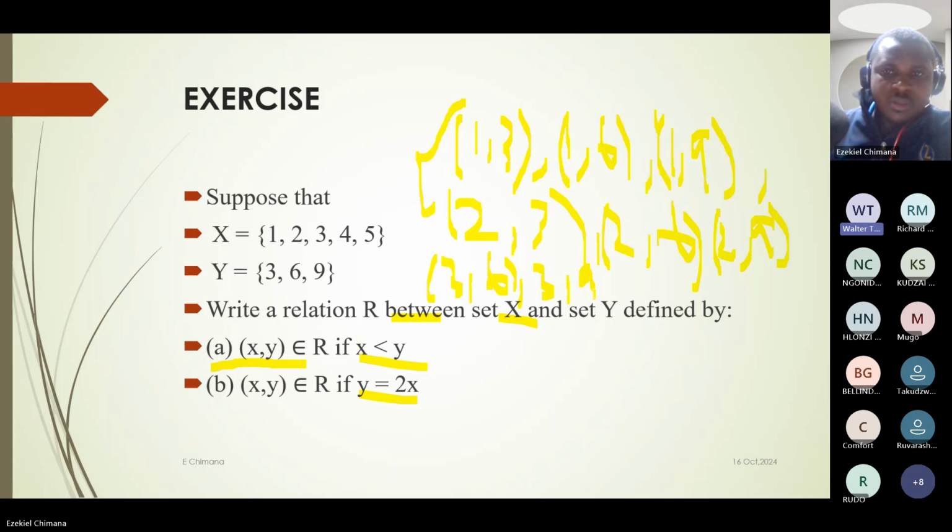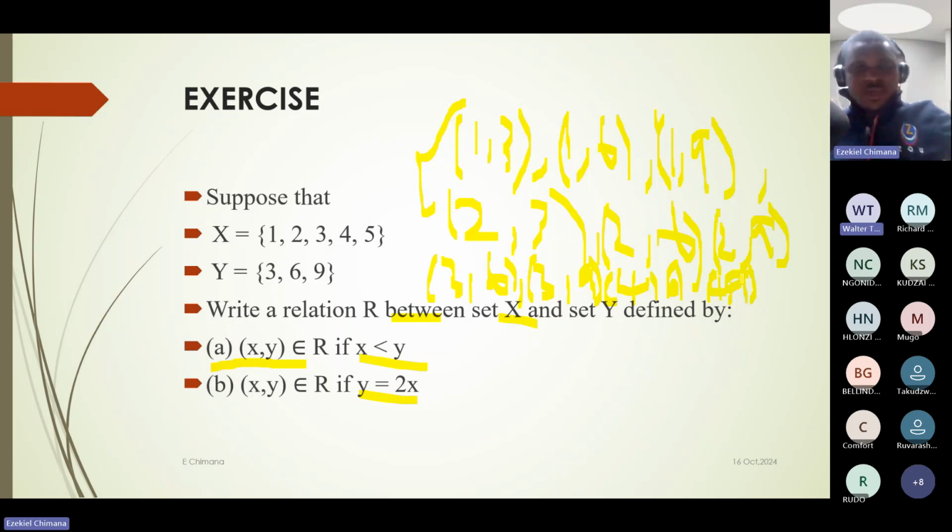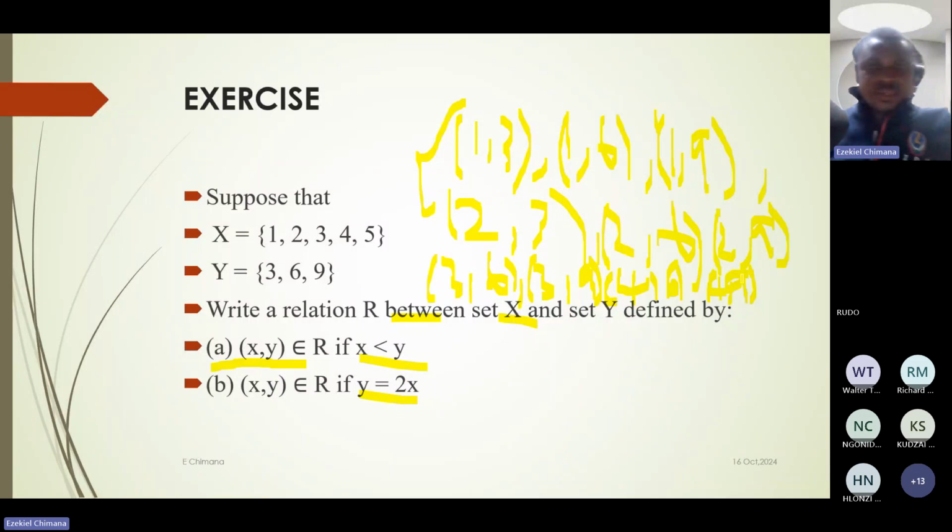Then we go to 4. We take 4 with 3, it can't. 4 with 6, it's okay, so you get (4, 6). 4 with 9, we get (4, 9). And then we go for 5. 5 with 3 is not less than. 5 with 6, it's okay. 5 is less than 6 and 9, so you can take (5, 6) and (5, 9). Yeah, so that's it. Thank you for that. So that's how you find that.